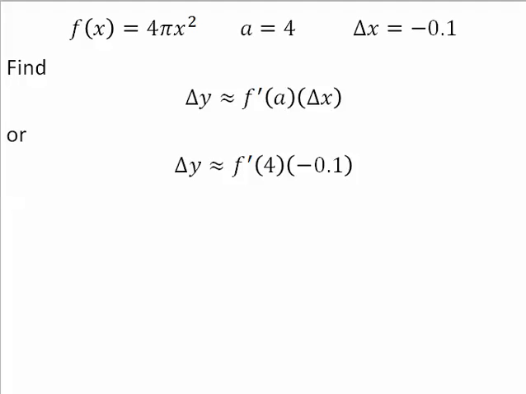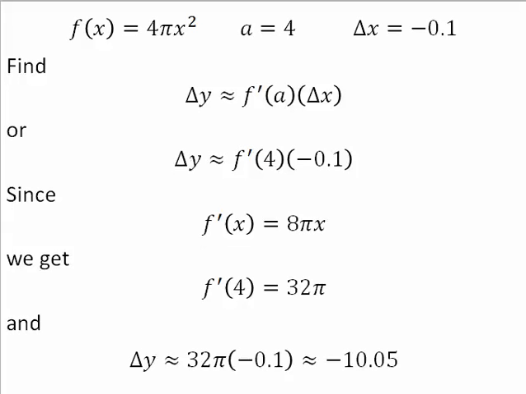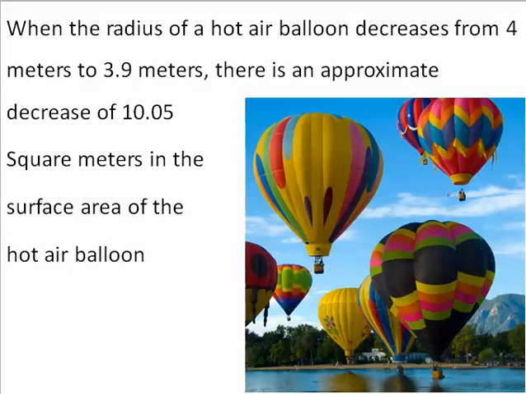All right, let's find the derivative and evaluate the derivative at 4. Put all of this into our formula, and we get about negative 10.05. When the radius of a hot air balloon decreases from 4 meters down to 3.9 meters, there's an approximate decrease of 10.05 square meters in the surface area of the hot air balloon.